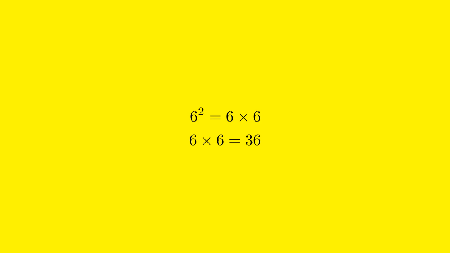To simplify, the expression 6 raised to the power of 2, which we have rewritten as 6 times 6, results in the final value of 36. Thus, the simplest form of the expression 6 raised to the power of 2 is 36. This concludes the problem.